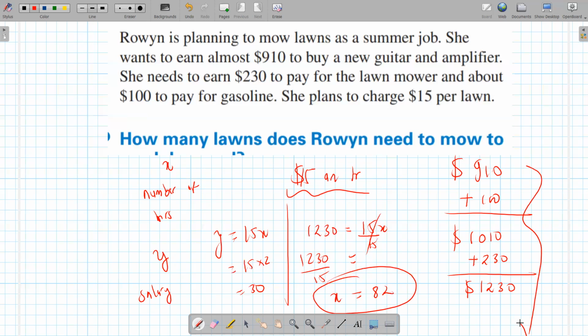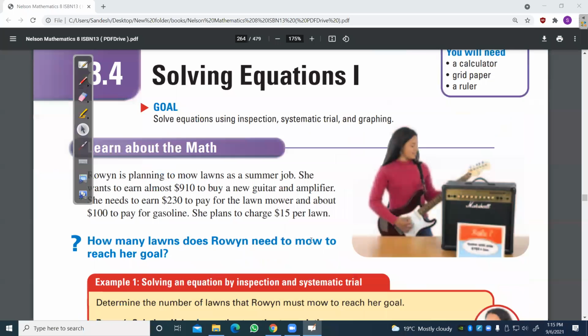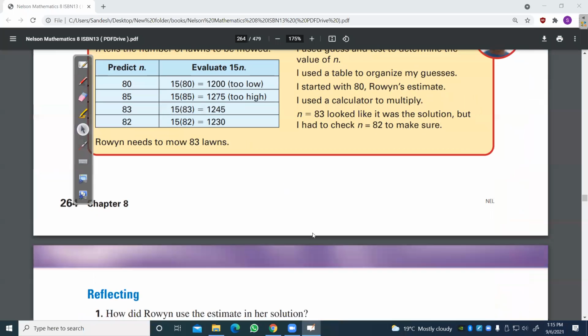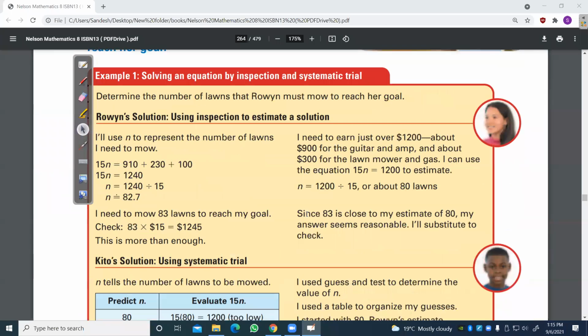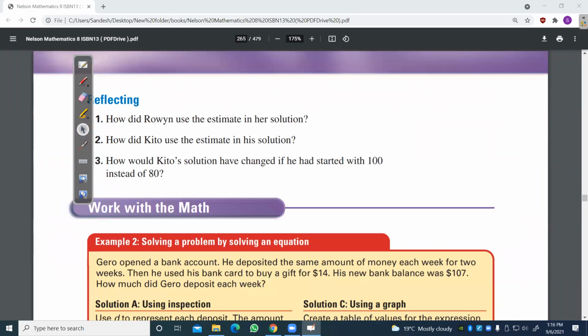So again, the equation is very simple. The math here is very simple. The hard part is translating the words into a mathematical equation. That's the harder part. The more problems you do, eventually you'll be able to see it. It's not going to be as hard. Here, let's try doing another one.